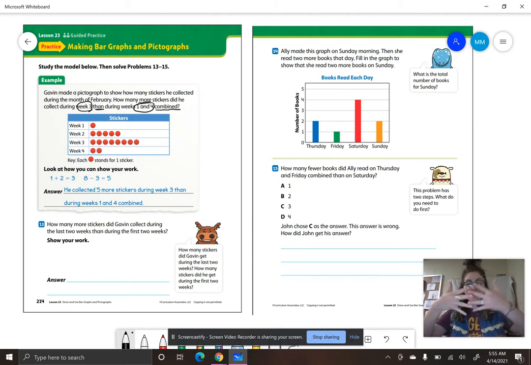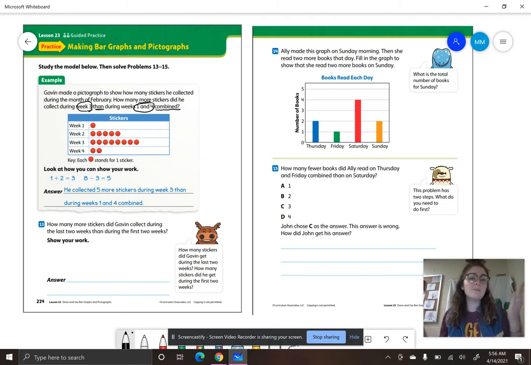So if I combine something, that means I am putting it together. So we are comparing how many stickers he collected during week 3 to the stickers that he collected on weeks 1 and 4. So look at the equations that were made. So we combine week 1 and 4. That means we put that together. So in week 1, he collected 1 sticker. In week 4, he collected 2. When we put that together, that is 3 stickers.